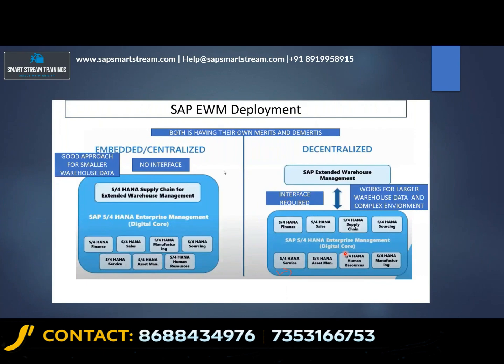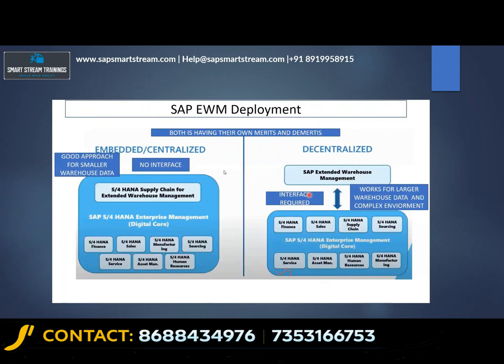In real-time projects, it depends upon the business, basically. As I said, in the previous project I worked on, a pharmaceutical company, the data was very huge. What they have done is they have an S4 HANA system, in which they have all the legacy modules like finance, sales, manufacturing, service and everything. And they also have another S4 HANA, in which they are only using the EWM system. You understand here? Each S4 HANA consists of either EWM or the other modules.